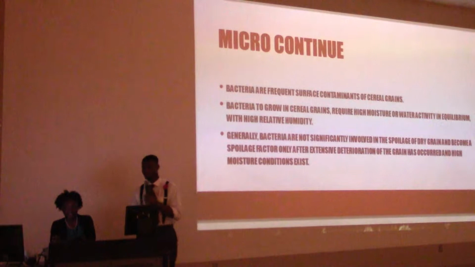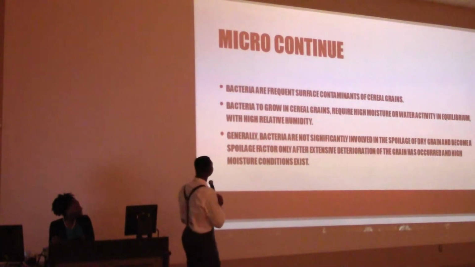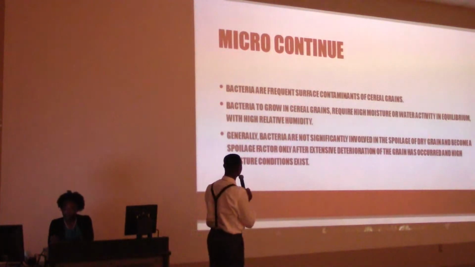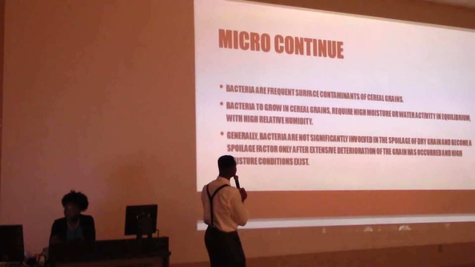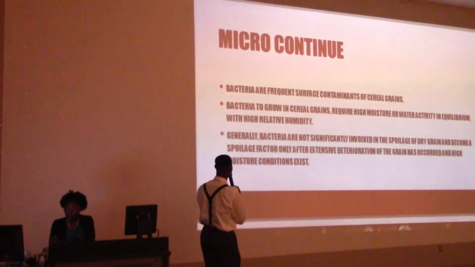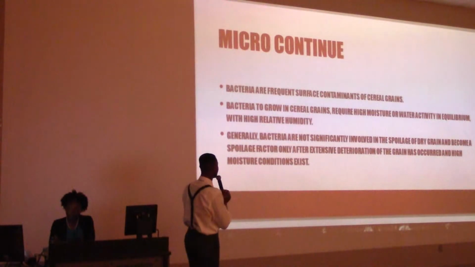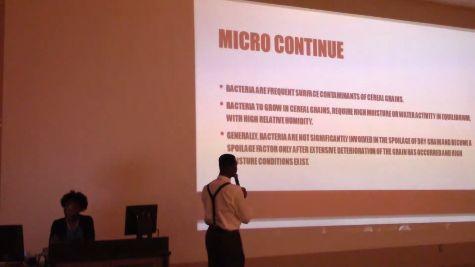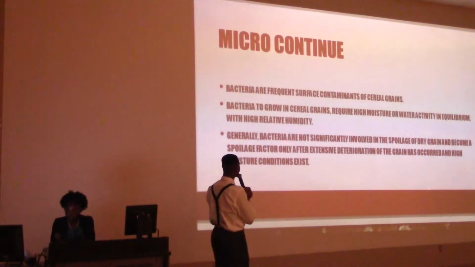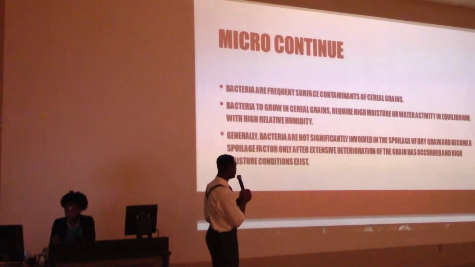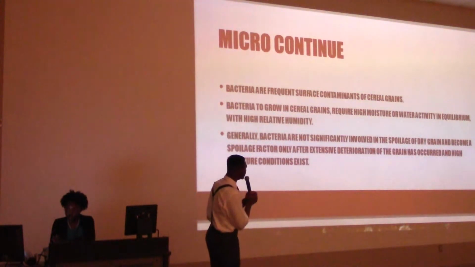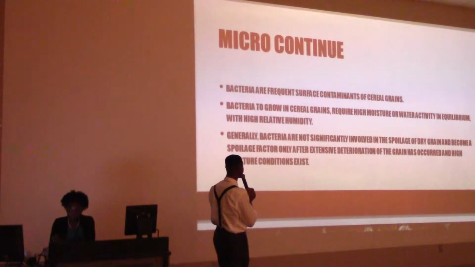bacteria are frequent surface contaminants of cereal grains. For bacteria to grow in cereal grains requires a high moisture content, water activity in equilibrium, and high relative humidity. Generally, bacteria are not significantly involved in the spoilage of the dry grain. It becomes a spoilage factor only after extensive deterioration of the grain has occurred at high moisture content.